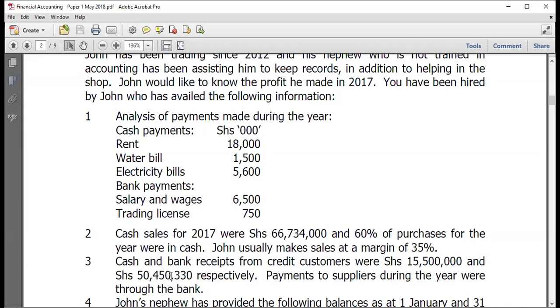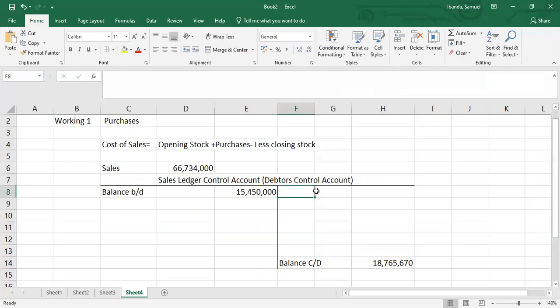Now that statement affects my sales ledger control account. And why does it affect? Because it affects how much I have in debtors, okay? Like the way you saw, we had the beginning balance at the start of the period. If there was somebody that was received from these credit customers, it means that our balance has to reduce, okay? So I'm going to record the 15 million and the 450 on the other side. So I'll just pick this and come here and say cash payment, okay?